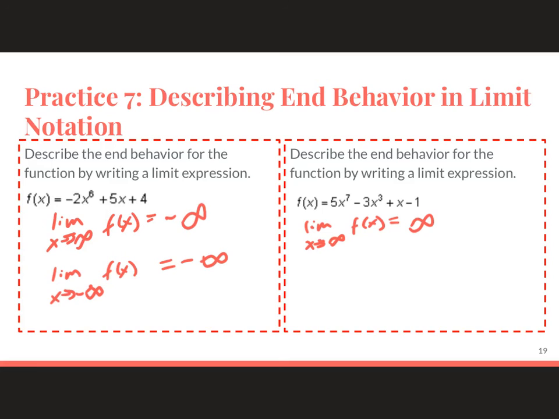And then because it's an odd degree function, we can say that the left end behavior, x approaching negative infinity of f of x, is going in the other direction. So this is going to be negative infinity.